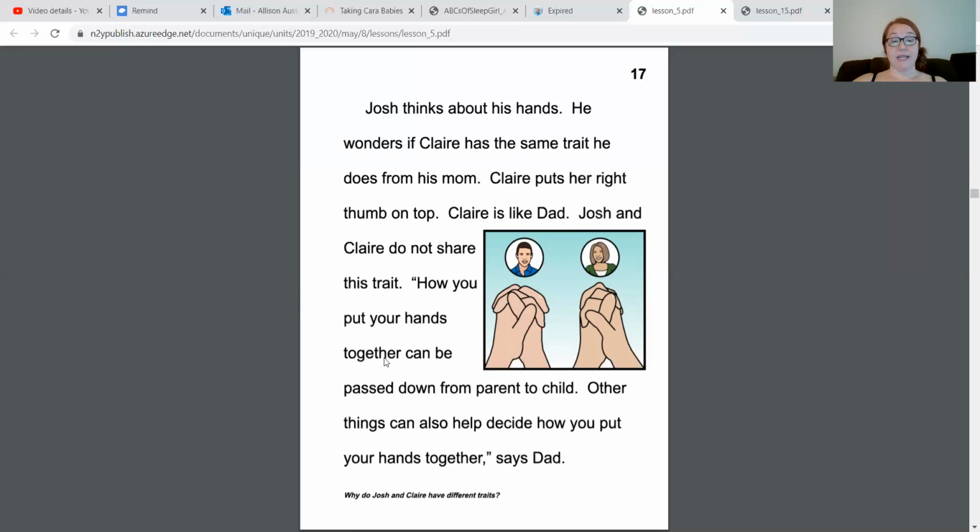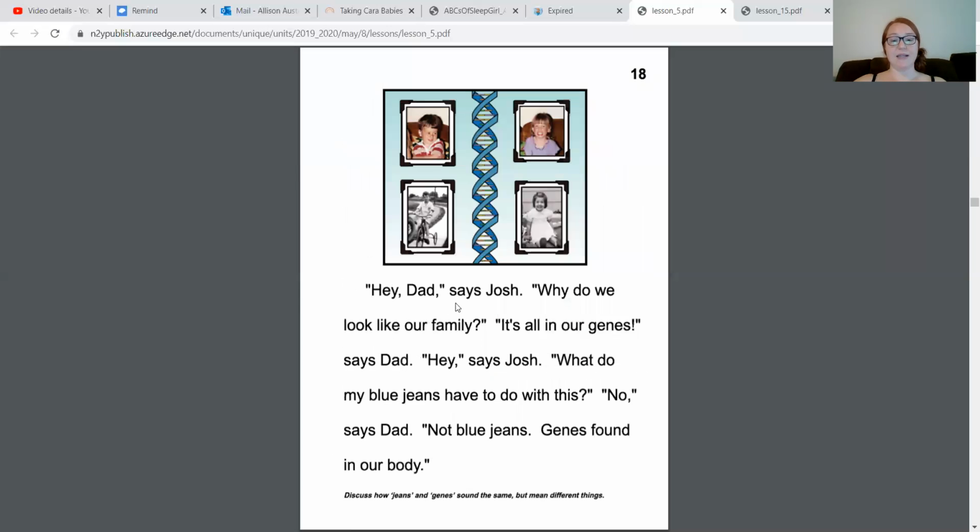How you put your hands together can be passed down from parent to child. "Other things can also help decide how you put your hands together," says Dad. "Hey, Dad," says Josh, "why do we look like our family?" "It's all in our genes," says Dad. "Hey," says Josh, "what do my blue jeans have to do with this?" "No," says Dad, "not blue jeans, genes found in your body."